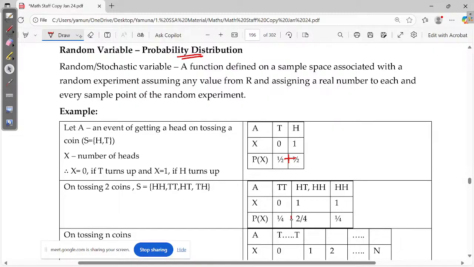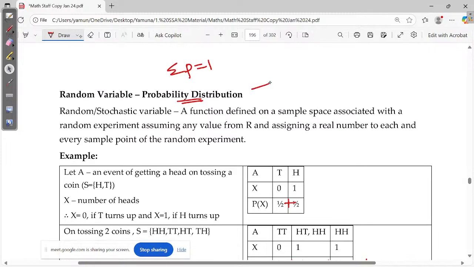If you check here, 1/4, 2/4 and 1/4. If you add, you'll get 1. However this 1 is distributed, that is the probability distribution. In the probability CA foundation, we have this content called normal distribution, binomial distribution, Poisson distribution. All of these are CA content. Okay.